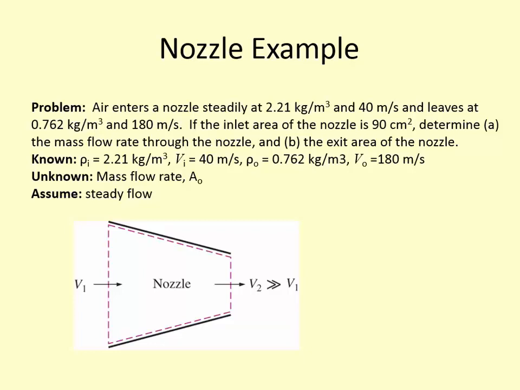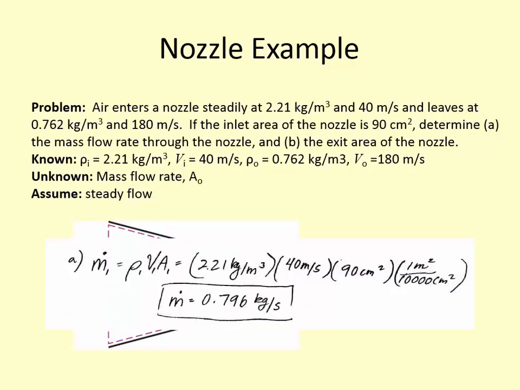Okay, yeah, so m dot is equal to the density times the velocity times the area. And they ask us to find the mass flow rate through the nozzle. In this case, we're given the inlet and the outlet, but the mass flow rate in and the mass flow rate out should be the same.